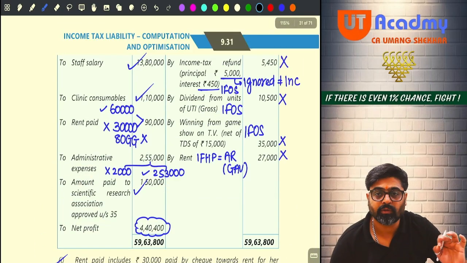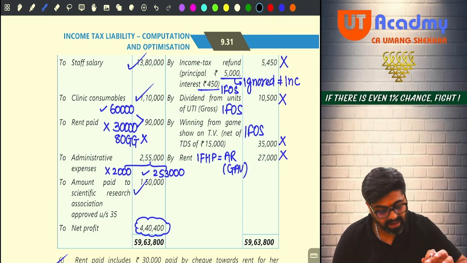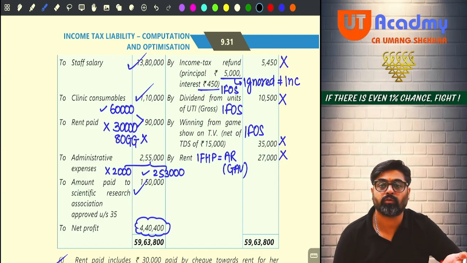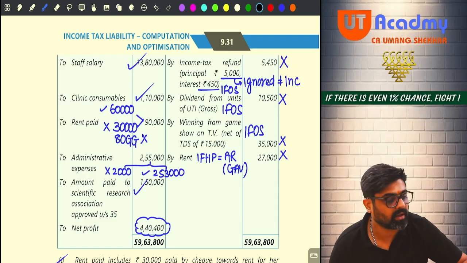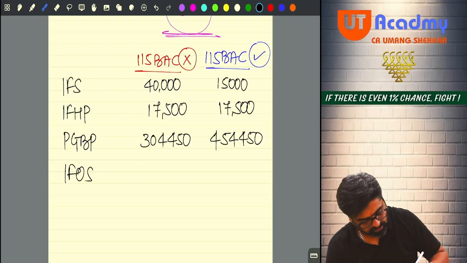Then 10,500 dividend is gross. That also I will take. And I will take winnings, but winnings will be grossed up. Winnings cannot be taken as net. So winnings 35,000 plus 15,000, 50,000 will come. So can I say 50,000 winnings plus 10,500 dividend plus 450 interest, 60,950. That will be my IFOS under both the regimes.